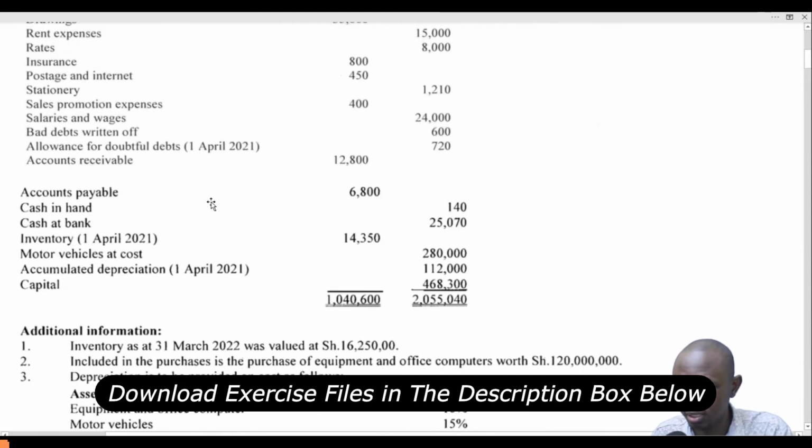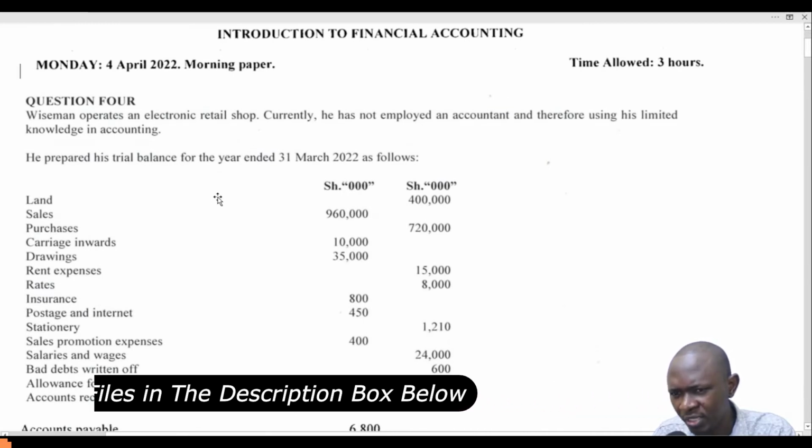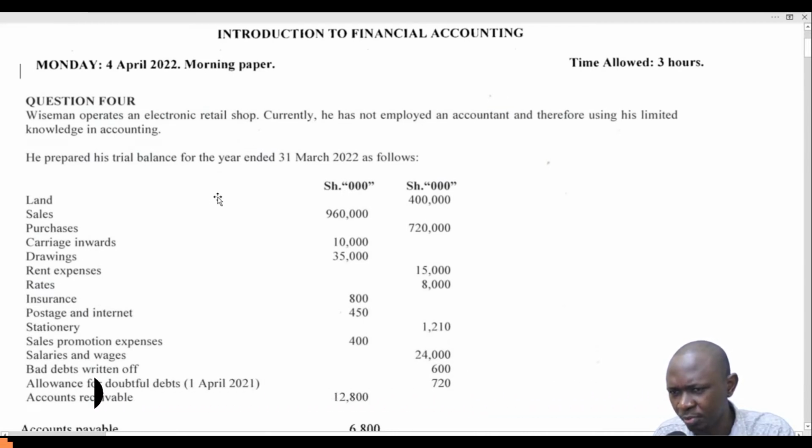This is quite an easy exercise. Let's do it very fast. Weissman operates an electronic retail shop. Looks like it's a sole proprietorship business because they're just talking about Weissman. It's not a limited company. It's not a partnership.